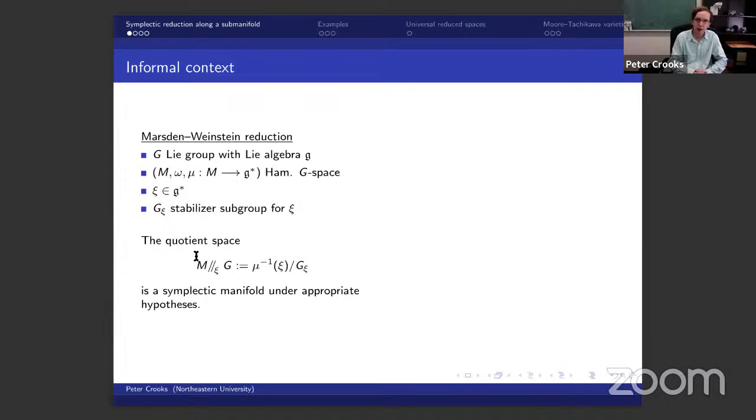Now, suppose that one wanted to generalize this setup. How might one do that? Well, one might look at the notion of a Hamiltonian action of a symplectic groupoid. After all, a Hamiltonian G-space is equivalent to a Hamiltonian space for the cotangent groupoid of that Lie group. And so Marsden-Weinstein reduction can be thought of as reduction for the symplectic groupoid being the cotangent groupoid. What about reduction with respect to a more arbitrary symplectic groupoid? So that's the main impetus here.